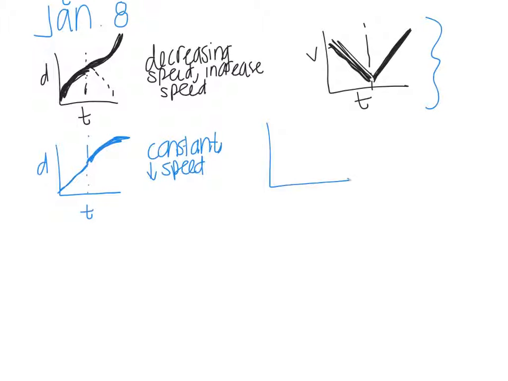Then I want to make the corresponding v versus t. Corresponding v versus t, constant speed, there is no acceleration, but I am going at some speed. There is not zero velocity, so let's say I've got a velocity of like 4 or something. This is constant, it's not changing. And then I need to decrease my speed.